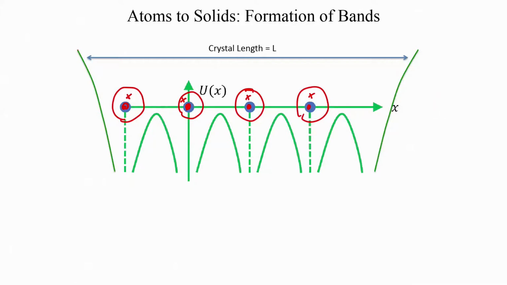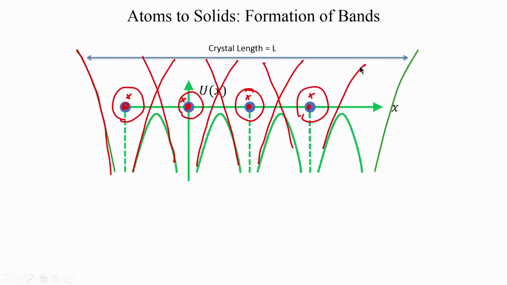Now, the potential energy profile for each nucleus, due to the positive charge of each nucleus, would look like this. If I were to draw them all separately, these potentials would all appear like this, and so on. There's probably another nucleus here that I have not shown. It's only at the ends of the crystal. So let's say the crystal has a length L.